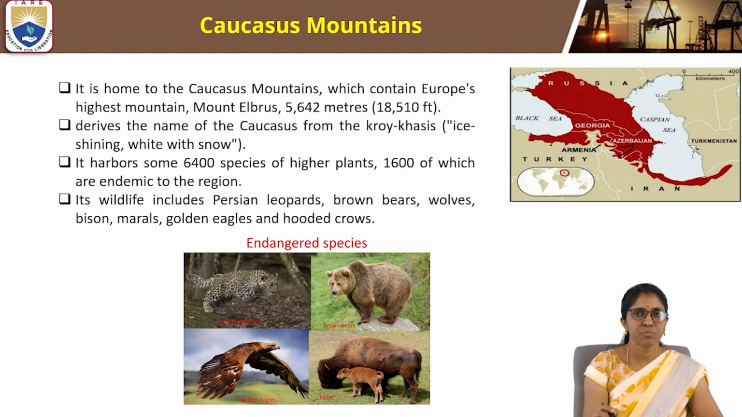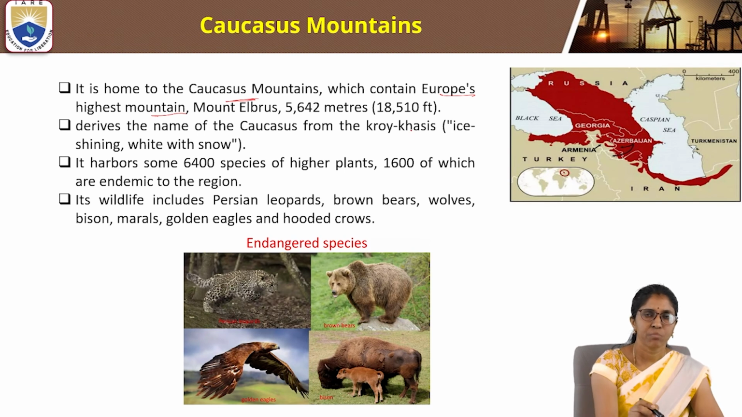Next hotspot is the Caucasus. It is home to the Caucasus Mountains, which contain Europe's highest mountain, Mount Elbrus, at 5,648 meters. The name Caucasus is derived from a word meaning high, shining white with snow.